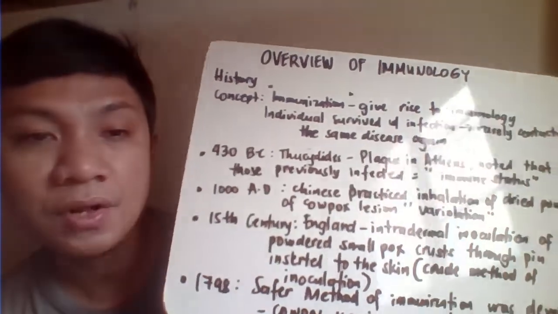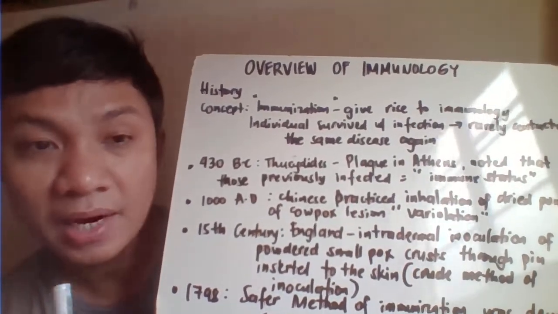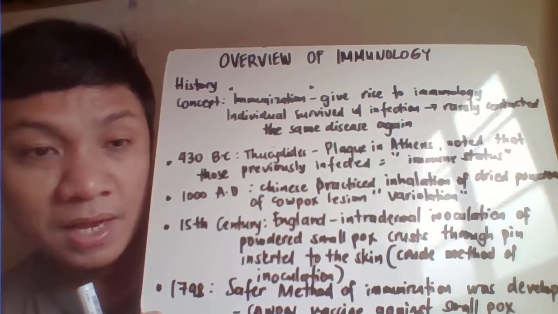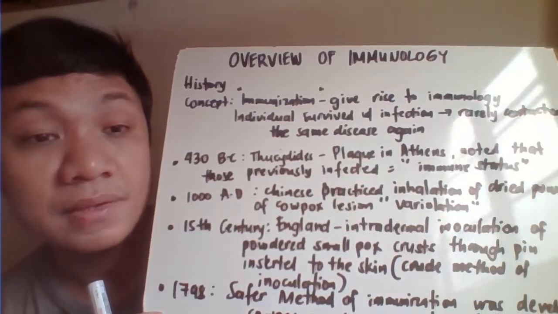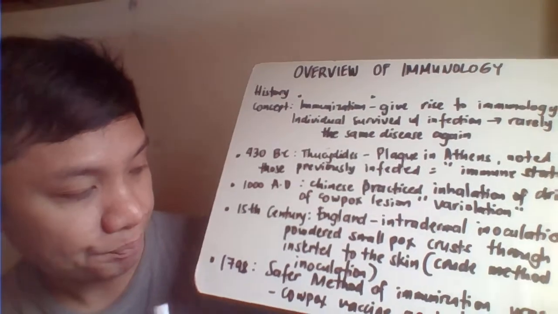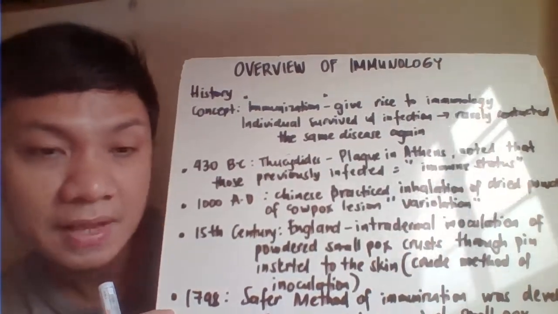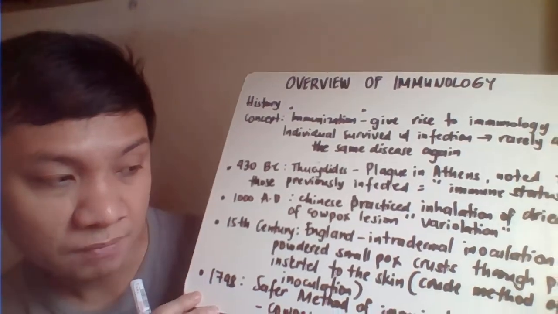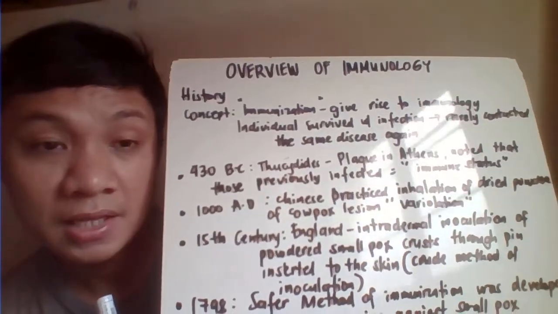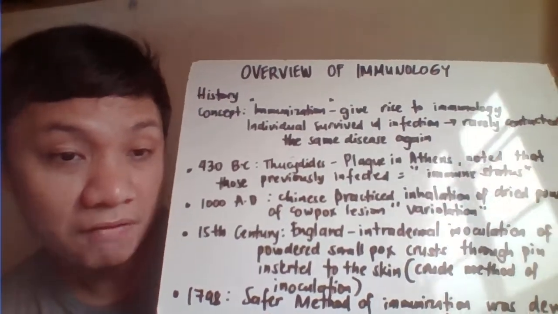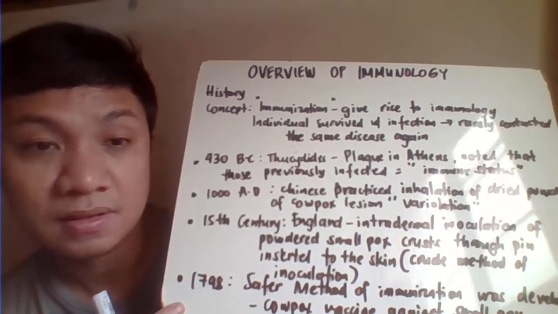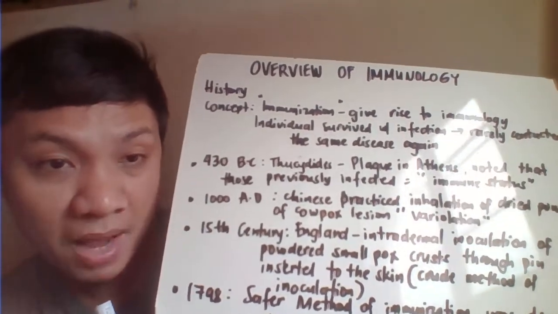So, there's always a risk for this one because you are giving an organism to the body of the patients, and there is a greater tendency for them to develop a disease. In 1798, they tried to develop a safer method of inoculation, eventually leading to the development of the cowpox vaccine against smallpox.